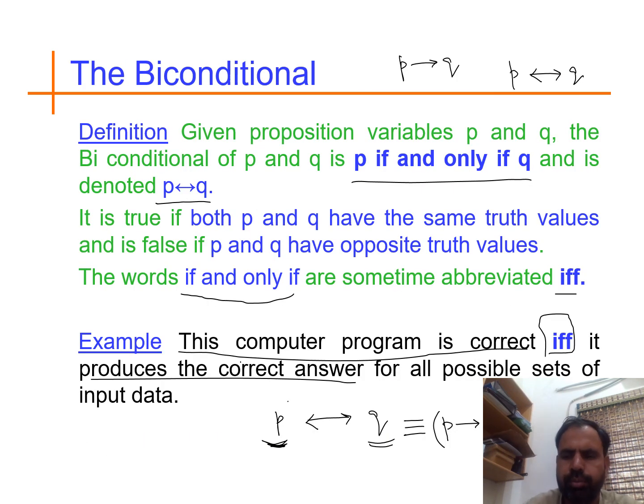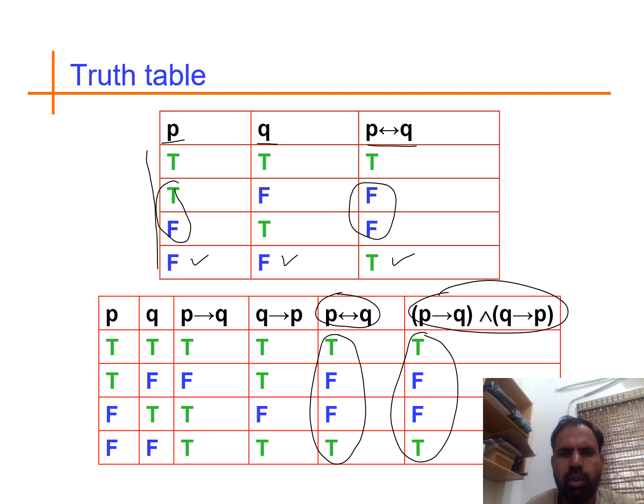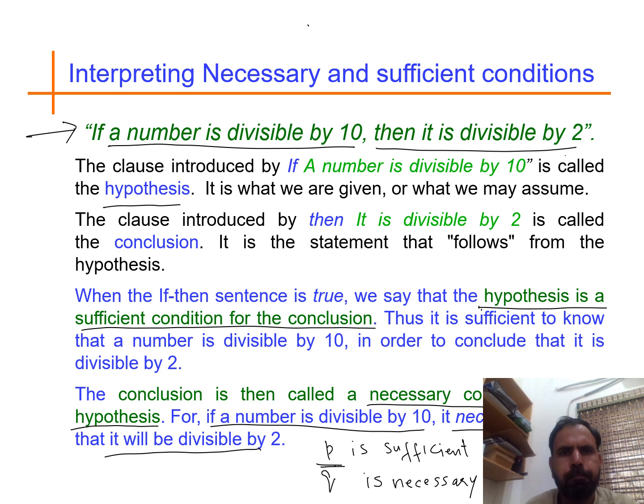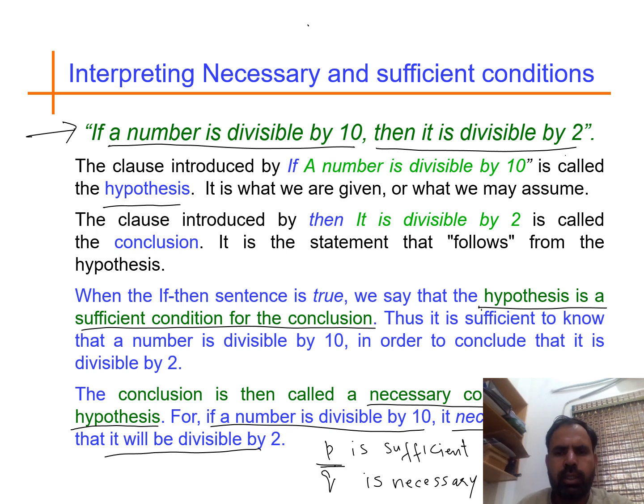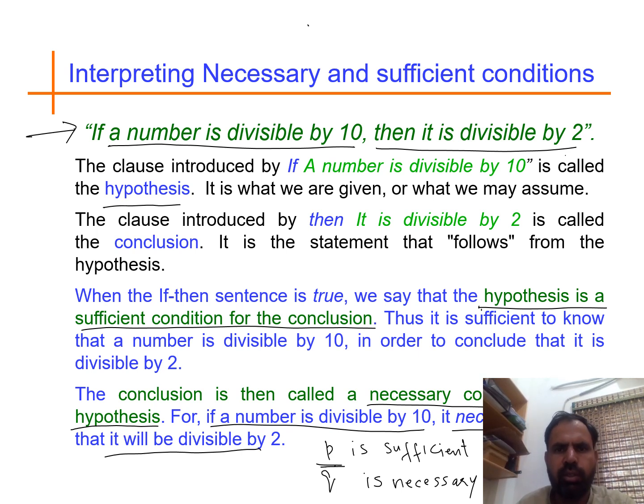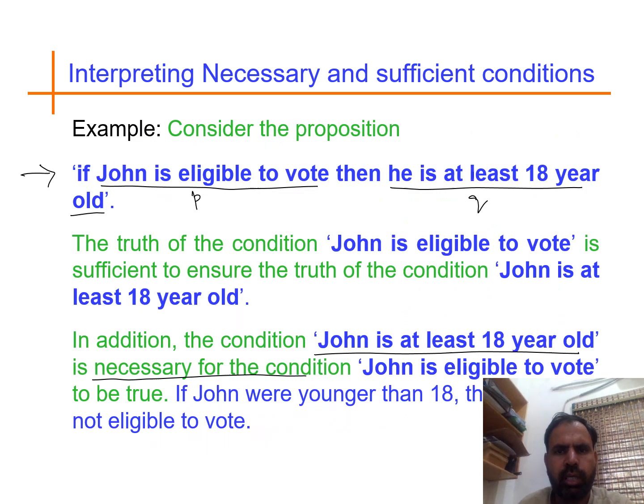We discussed the biconditional, if and only if, in the previous lecture. This is the truth table for the biconditional. Here is interpreting necessary and sufficient conditions. We discussed this example: if a number is divisible by 10, then it is divisible by 2. This is a summary of the previous lecture in these examples.